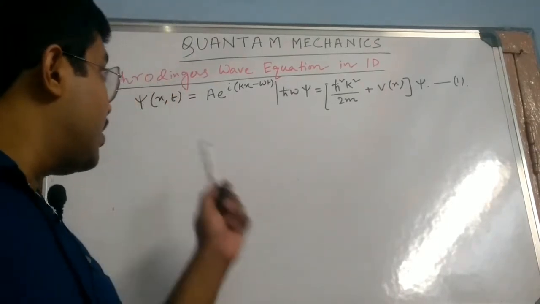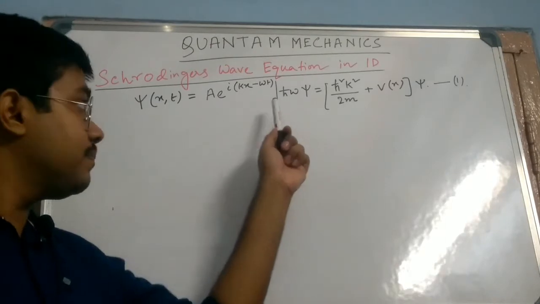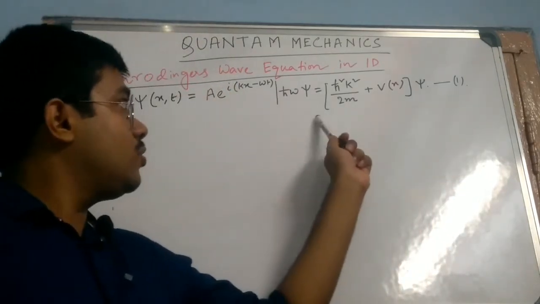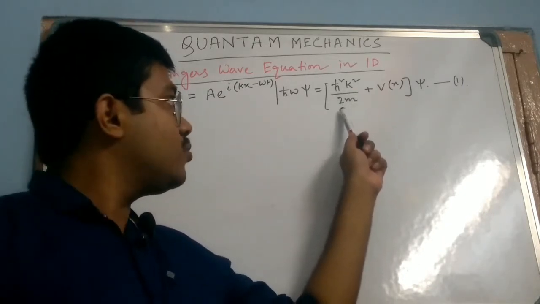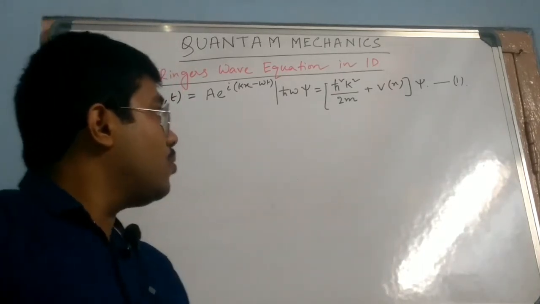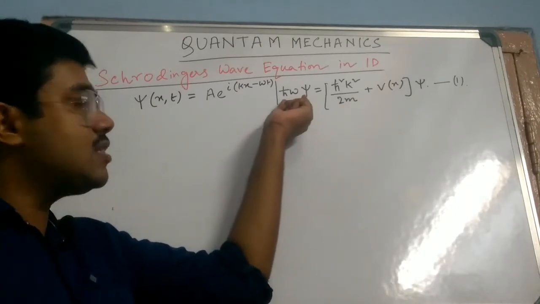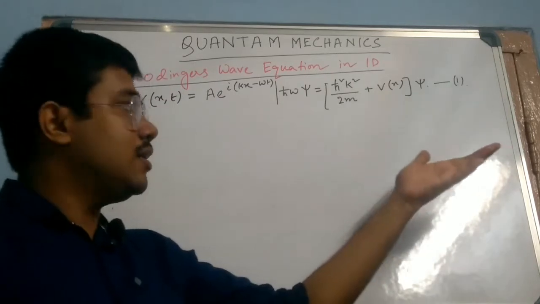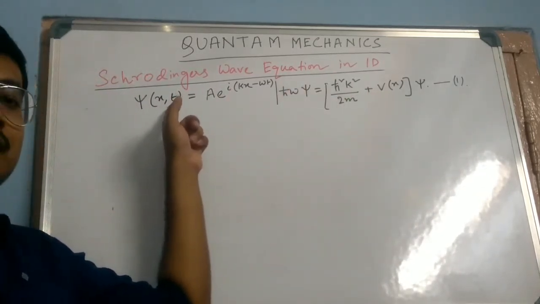So we have the plane progressive wave equation as A e to the power i(kx minus omega t), and we have from 1, E psi equal to h cut square k square by 2m, that is px square by 2m, plus V(x) into psi. So this is equation 1. We have to basically find out these two terms: h cut omega psi means what, and h cut square k square by 2m into psi means what, from the expression of psi.